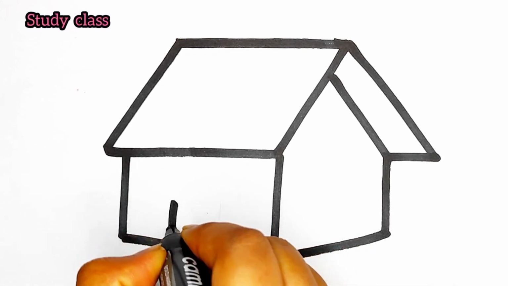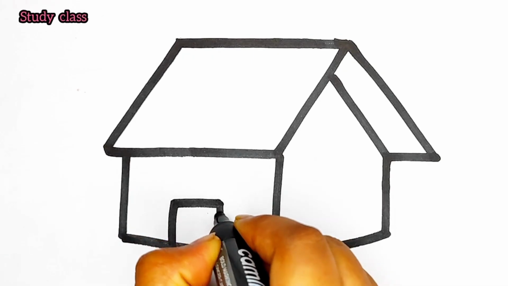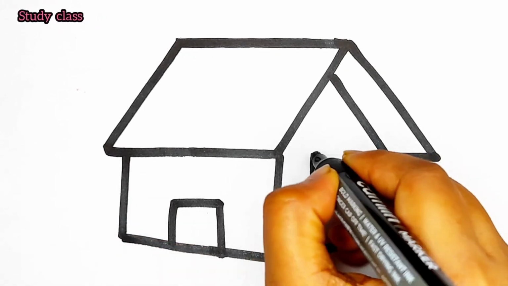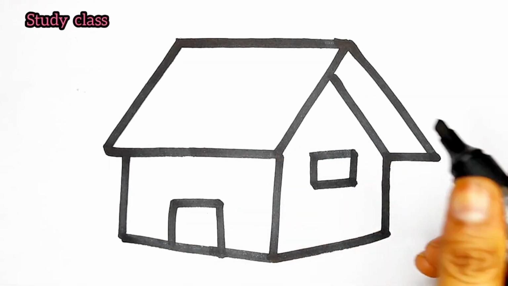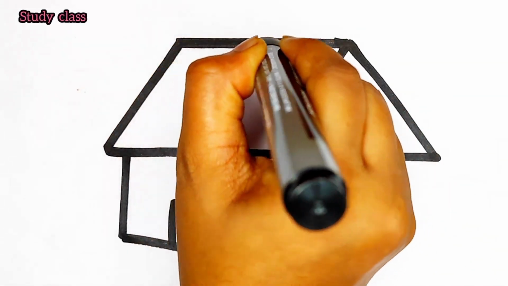Next, we draw a rectangle shape to draw the door. Here, we draw a square shape to draw the window. Then, we divide it.